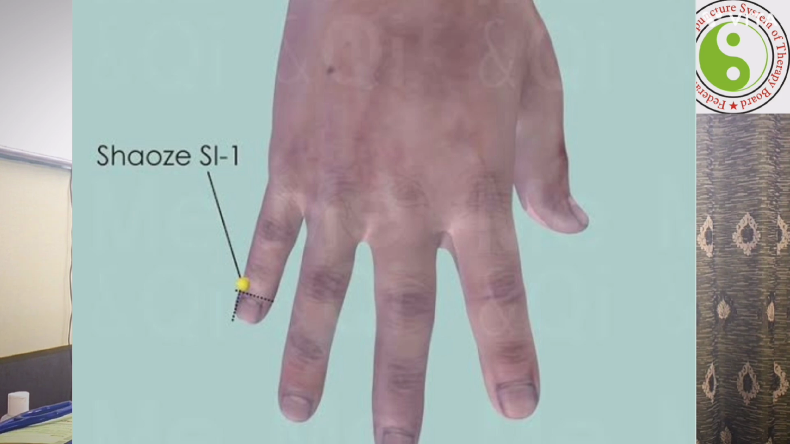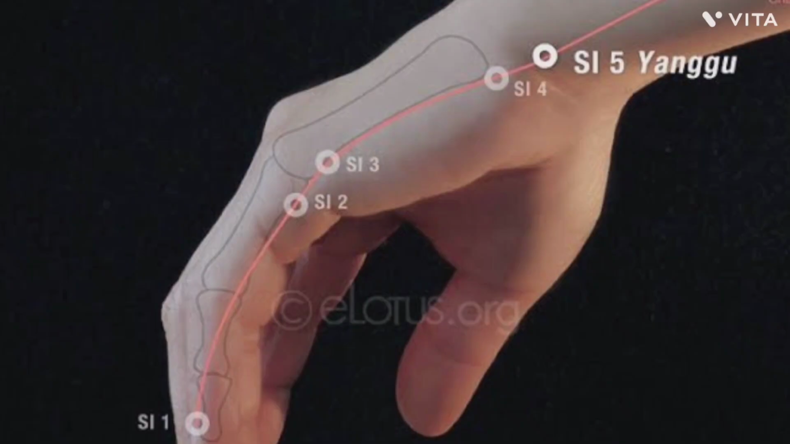But here you remember SI1, that is Shaoze, Qiangu, Houxi, Wangu, Yanggu. There are five points, you keep it in mind. 1, 2, 3, 4, 5. These five points are located in this region, SI1 to SI5. That is known as the padding method, or maybe the rubbing method; we can activate this region, so we can use the 1, 2, 3, 4, 5 area.